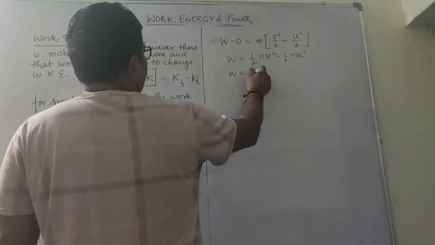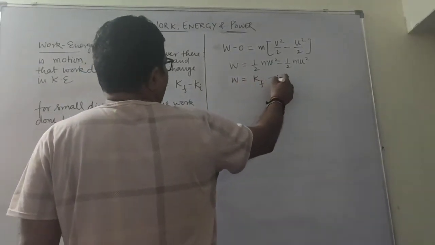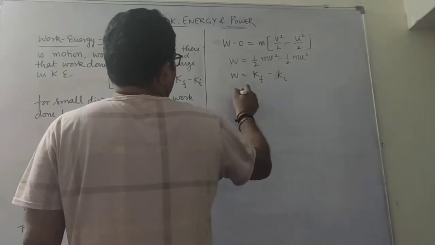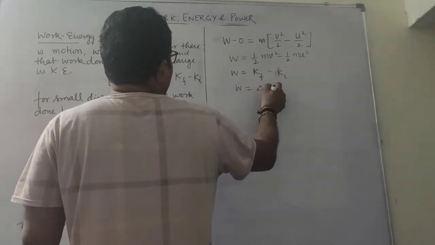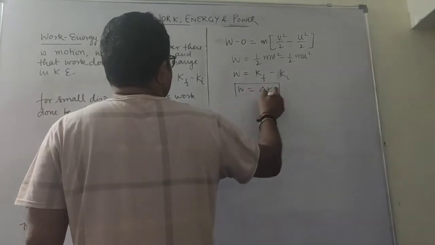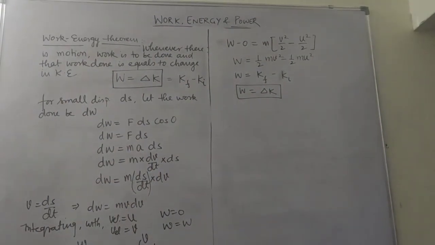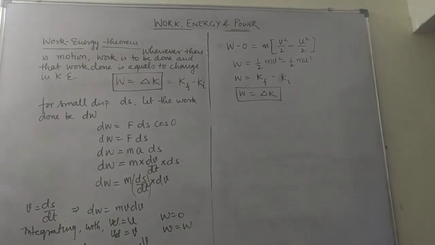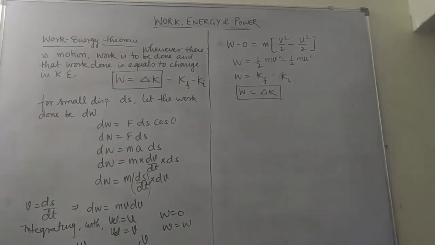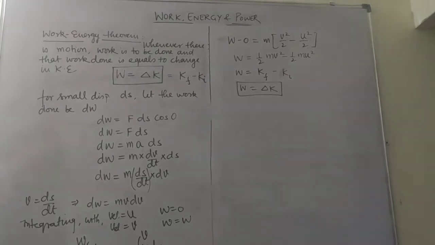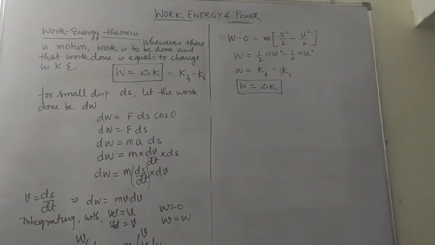What is half m v square? That is the final kinetic energy. What is half m u square? That is the initial kinetic energy. So you are getting work done equal to the change in kinetic energy. This is the expression for the work energy theorem. So this is how you derive the work energy theorem. I am using the concept of integration with limits, that is, definite integration.